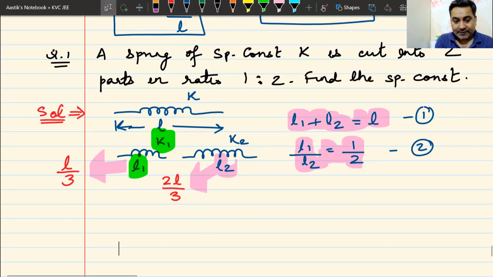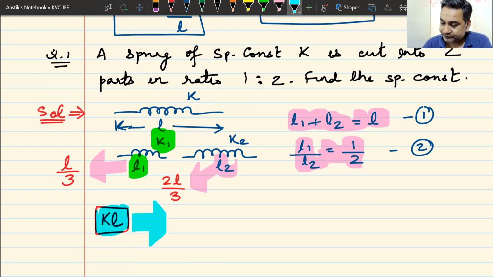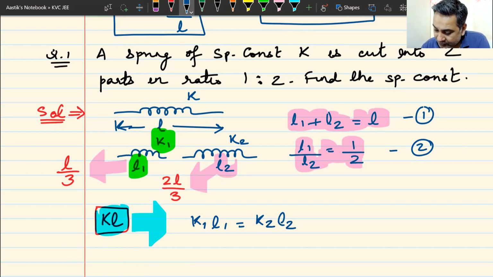So for that, I apply the formula or the concept that K into L is a constant. We have seen this. K into L is a constant. That means K1 into L1 will be equal to K2 into L2. That will be equal to K into L. Do we understand this? Yes or no?